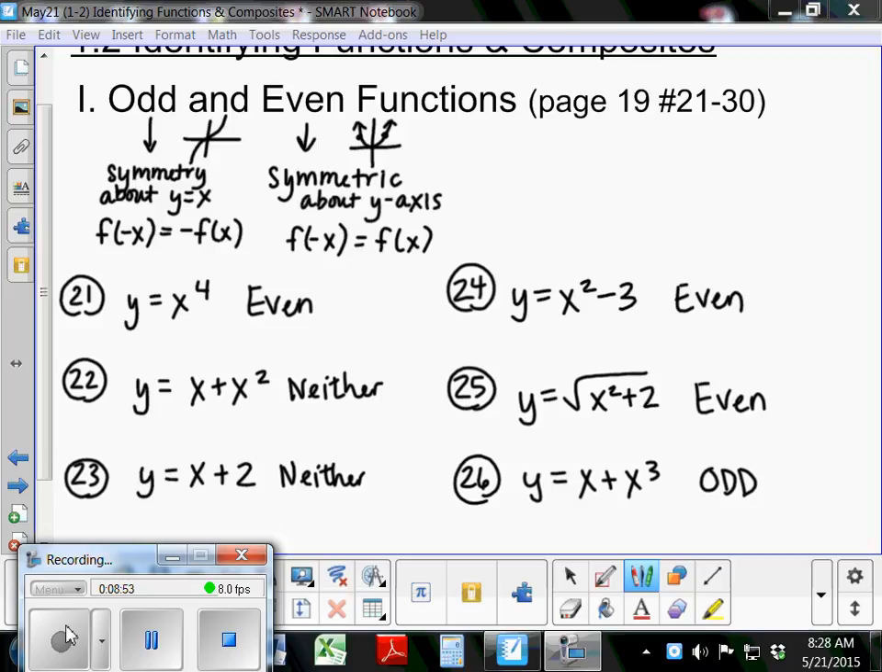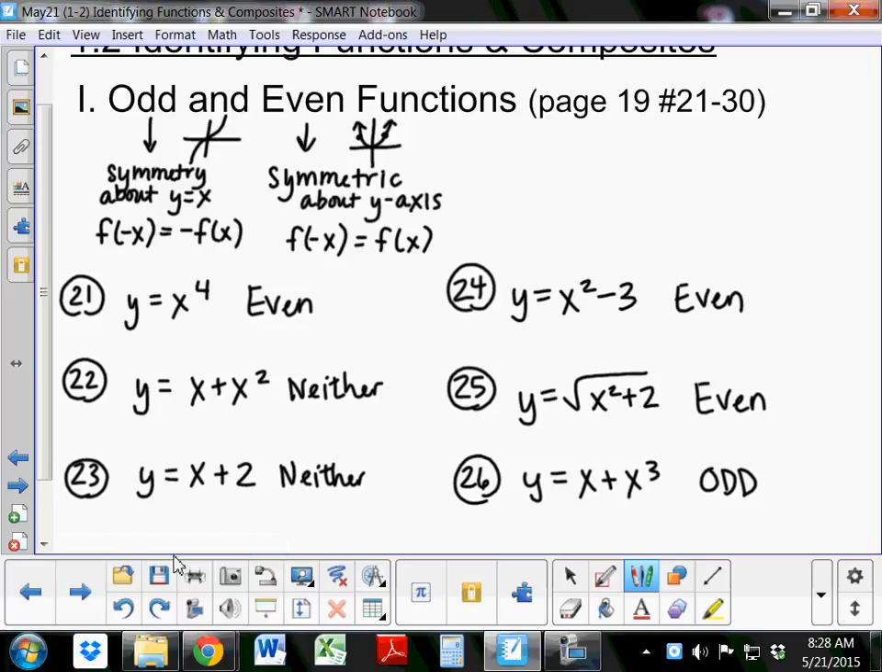All right. Thoughts on number 27? Odd. Very odd. It is very odd. Very good. Number 28? Neither. Good. 29? Neither. And 30? Even. Good. You are smart. Good. Good. All right.